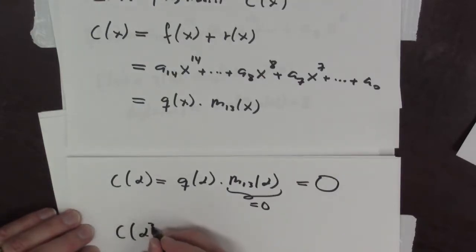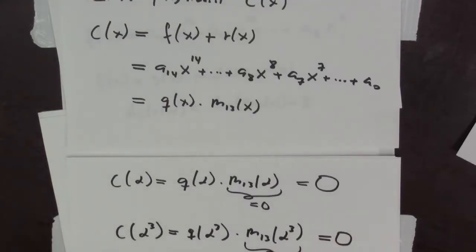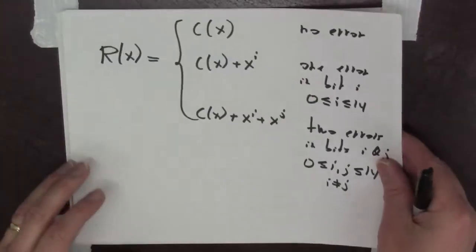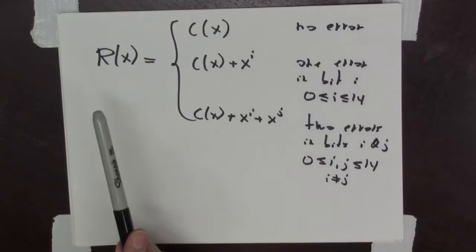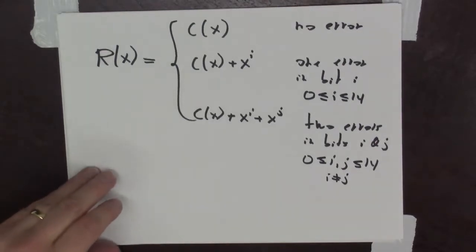Similarly, c of alpha cubed is q of alpha cubed times m13 of alpha cubed. And yet again, we know that this thing is equal to 0, so the whole thing is equal to 0. So c of alpha and c of alpha cubed evaluate to 0. Okay, so where are we then? Well, we should go back to this thing. And the only thing we can do to help ourselves is to plug in x to be alpha here, and evaluate it, and plug in x to be alpha cubed. So let me do that and see what it will look like.